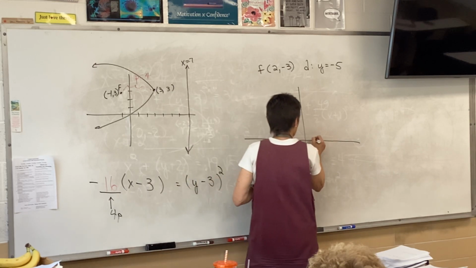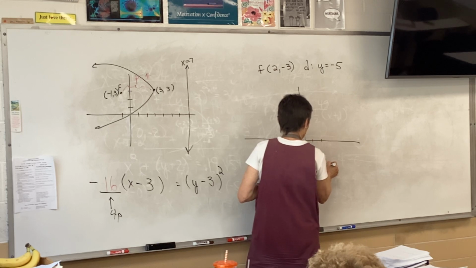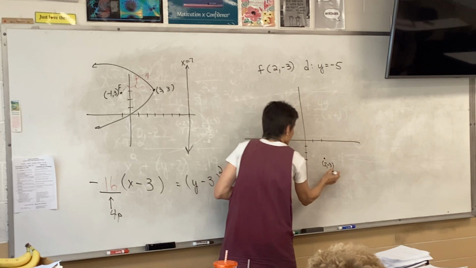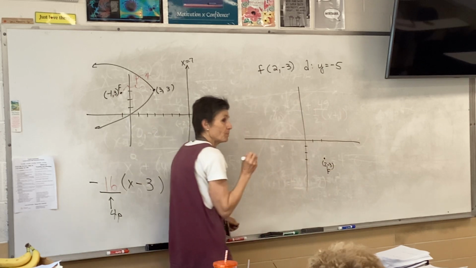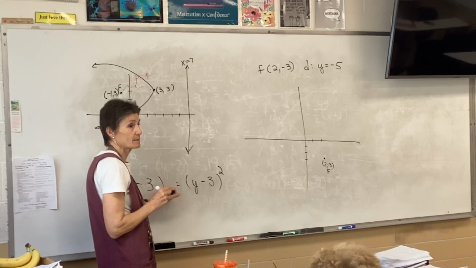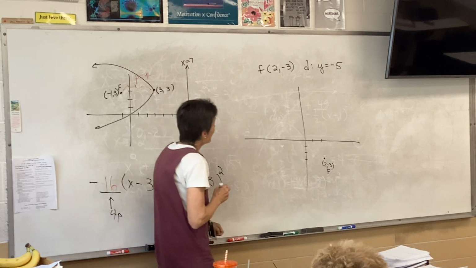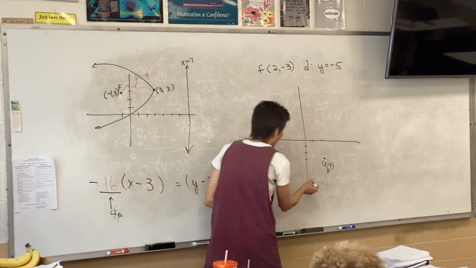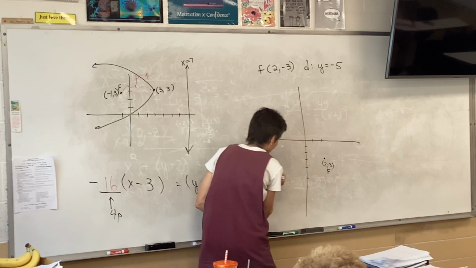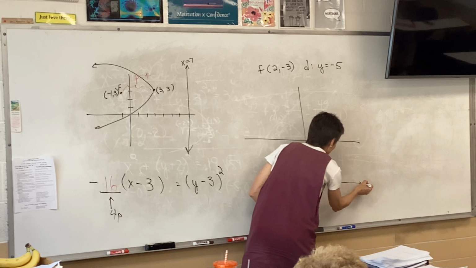So 2, -3. And again, that is your focus. So please don't put that in parentheses. That number is not this. This is the vertex. And my directrix is y equals -5. So here's -5, y equals -5.